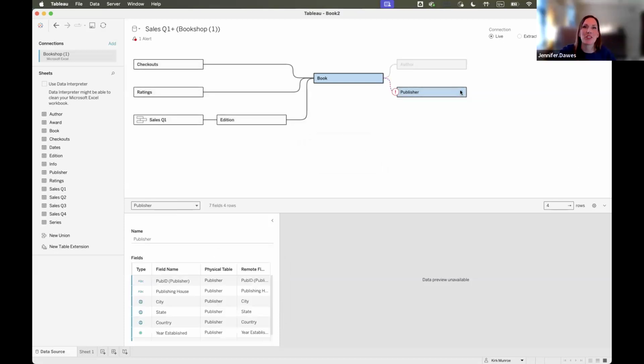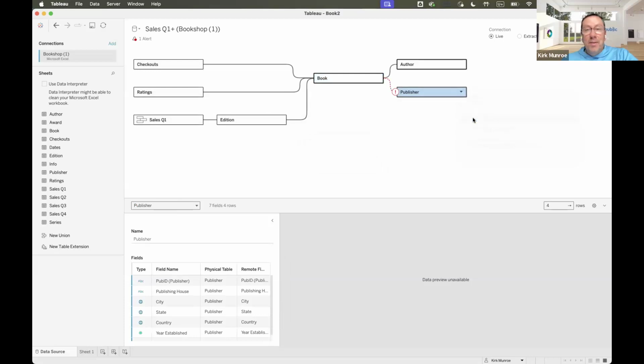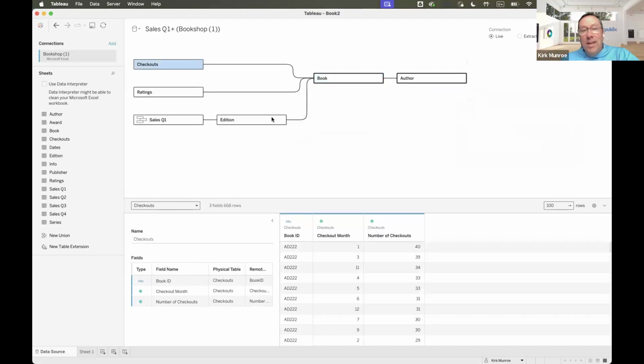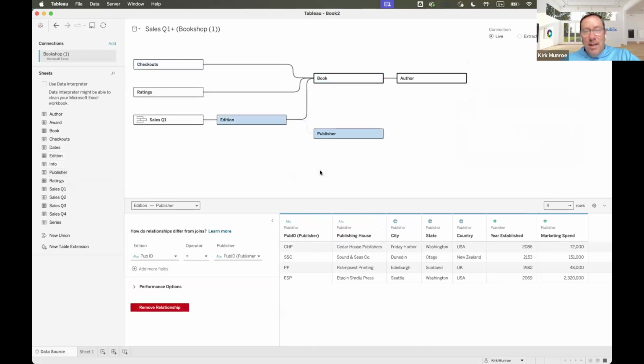Yep. So I can just take this and remove it, but this is nice because you can interactively and quickly build it. So publisher actually goes to edition. There we go. And books have ratings, and books also have awards. Well, authors, the awards. So does the author get the award or does the book get the award?